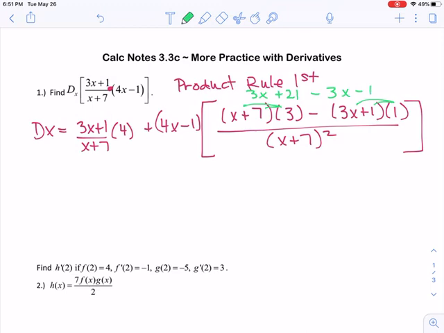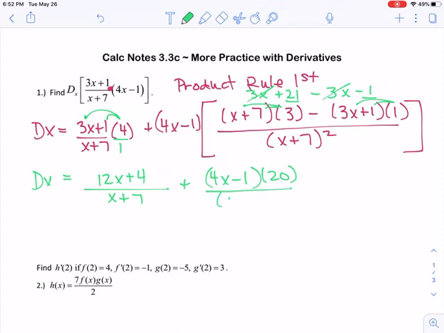So if I take a look at my two fractions, my first fraction, I'm going to go ahead and distribute that 4 into the numerator, because 4 is the same thing as 4 over 1. So we've got a 12x plus 4 all over x plus 7, plus, if I take a look at what happens inside of my quotient, 3x minus 3x is gone, and 21 minus 1 is 20. So we're going to have a 4x minus 1 times 20 all over (x plus 7) quantity squared.